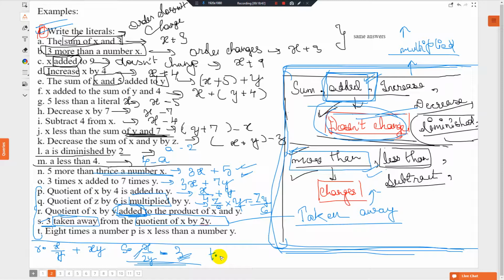Now in T, what we have, 8 times a number p is x less than a number y. 8 times a number p means 8p. x less than a number y will be y minus x.